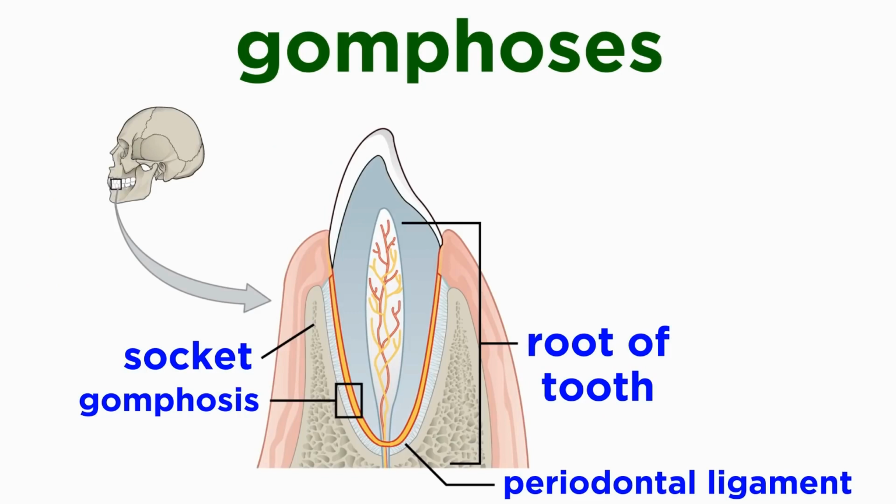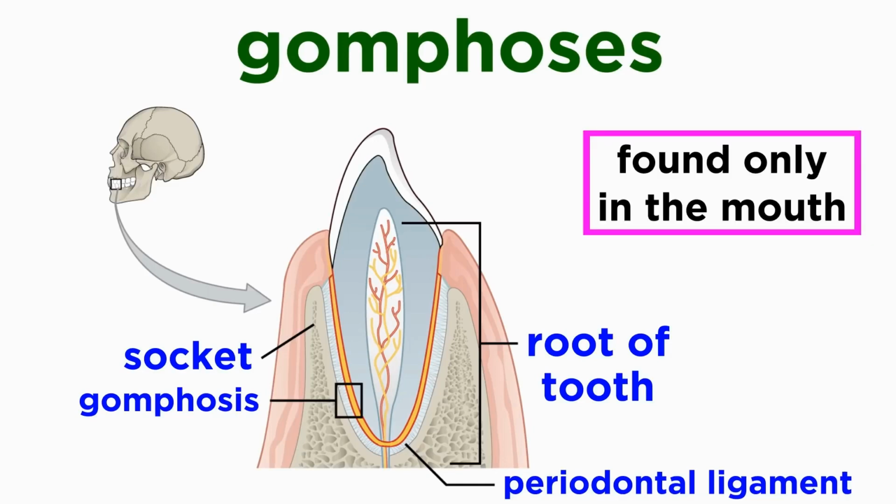And the last type of fibrous joint are gomphoses, which are like a peg-in-socket type of joint. This only occurs between a tooth and its alveolar socket, as the teeth are more or less embedded in these, and the ligament present is called periodontal ligament.